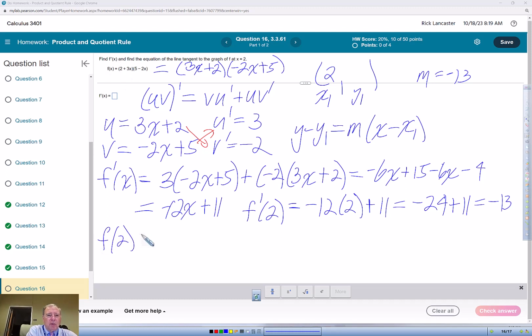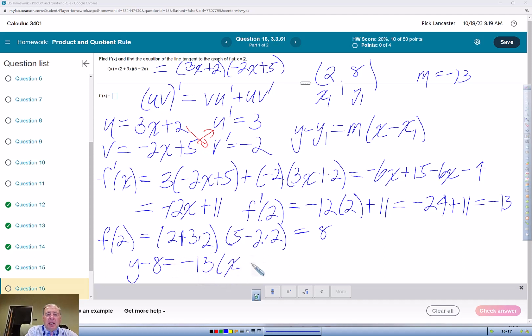f at 2 equals 2 plus 3 times 2 times 5 minus 2 times 2. So that's going to be 6 plus 2, which is 8. And then negative 4 plus 5 is 1, so it's just 8. So my y1 is 8. Substituting into the point slope form, y minus 8 equals negative 13 times x minus 2.